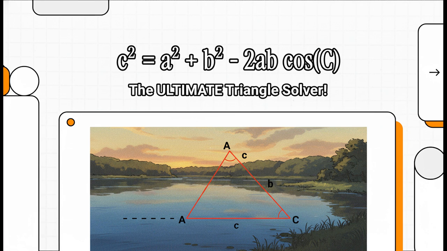Now, I know, formulas can look a little intimidating, but just stick with me. I promise, by the end of this, you'll see how this thing is way more than just a math problem. It's a key to solving stuff in the real world.